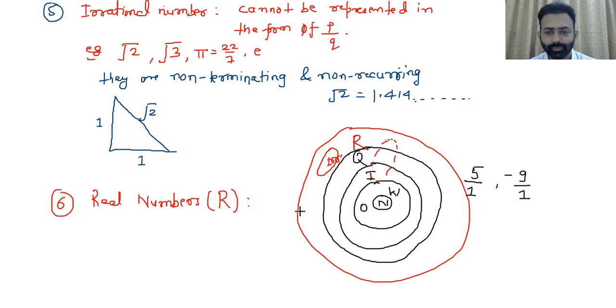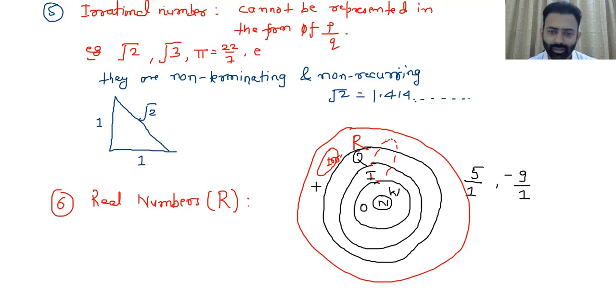So this is the circular diagram in order to understand the number system. If I ask the question, are integers real numbers? Since the integer circle is inside the real number circle R, we say yes, all the points lying inside I will definitely lie inside R. So all integers are real numbers. But vice versa is not true.